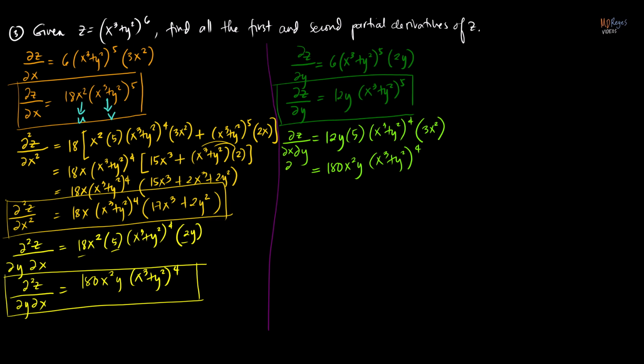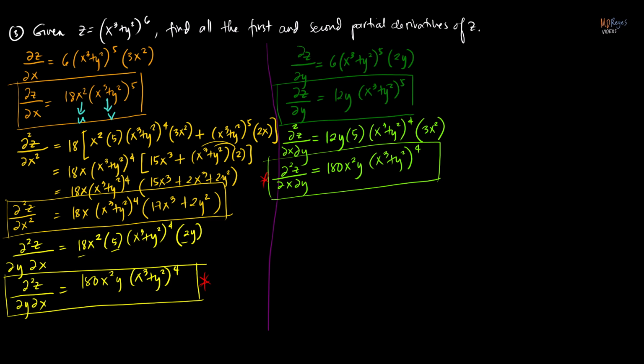Alright, this is the second partial derivative of z. Oh, I forgot the exponent. Second partial derivative of z, just rewriting this, with respect to x, first partial with respect to y. Alright, so these two are still equal because z is continuous.